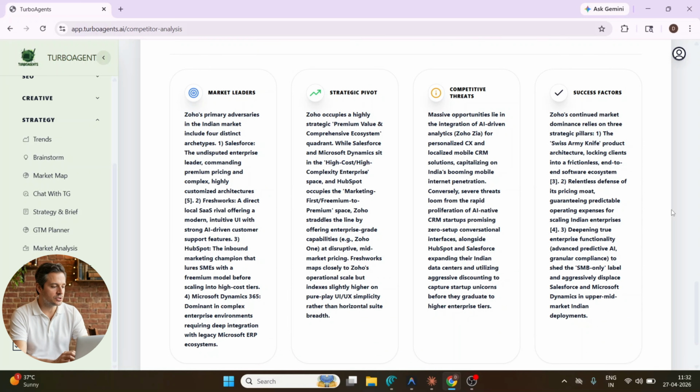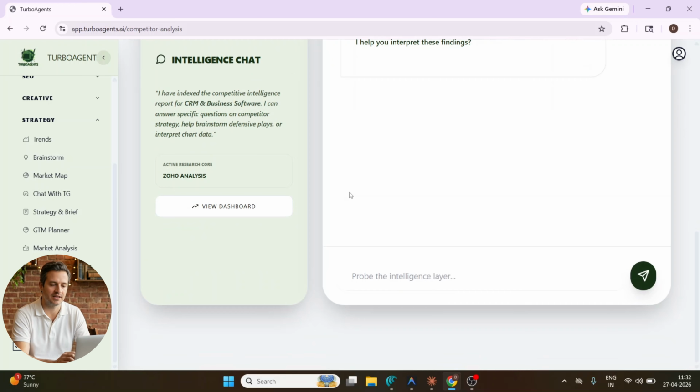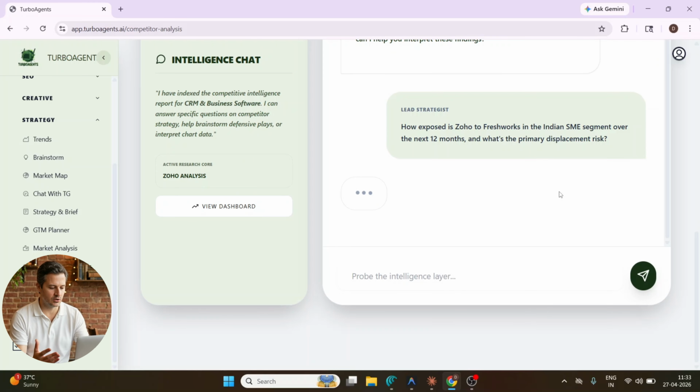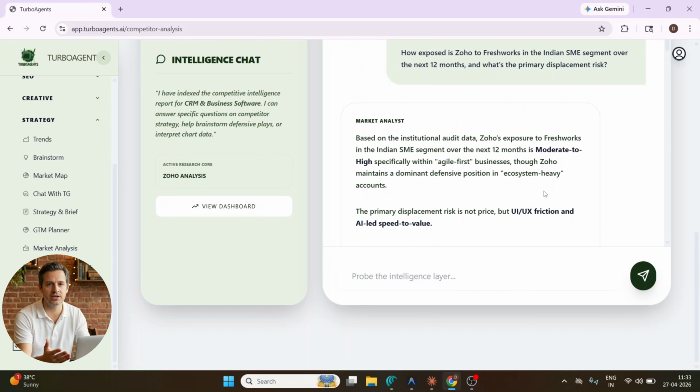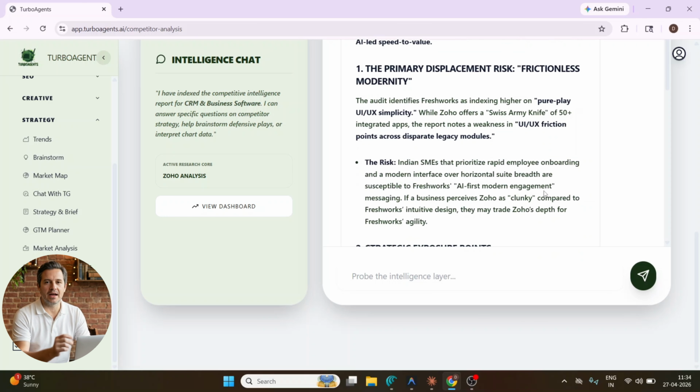The third tab is where this tool separates itself from every static report generator. Chat with Analyst drops you into a live conversation with a senior competitive intelligence analyst persona, grounded in the full report data. I asked 2 questions directly. First, how exposed is Zoho to Freshworks in the Indian SME segment over the next 12 months? The analyst rated exposure as moderate to high, specifically within agile-first businesses. The primary displacement risk isn't price, it's UI and AI-led speed to value. Freshworks is capturing the AI-native narrative for SMEs who want conversational, zero-setup interfaces.